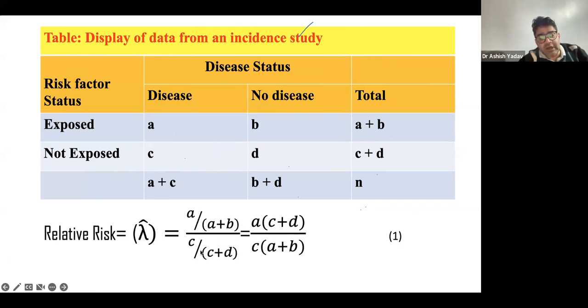Similarly, what is the risk in the unexposed group? The risk in the not exposed group is C divided by C plus D. Then we do the mathematical manipulation: it's A into C plus D divided by C into A plus B. So this is the formula for the relative risk. So what is relative risk? It is nothing but the incidence of disease in the exposed divided by the incidence of disease in the non-exposed.